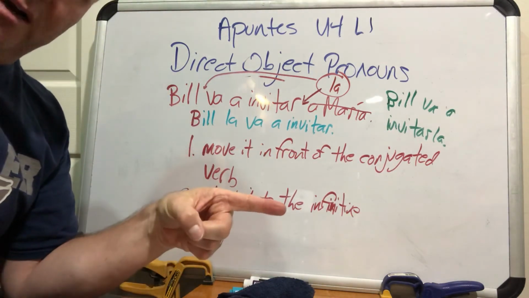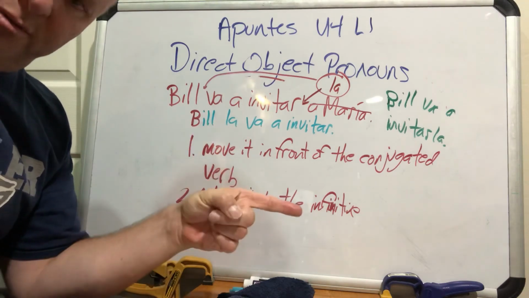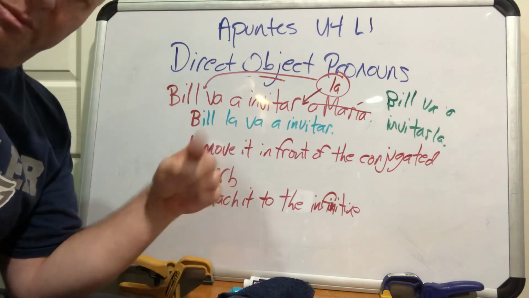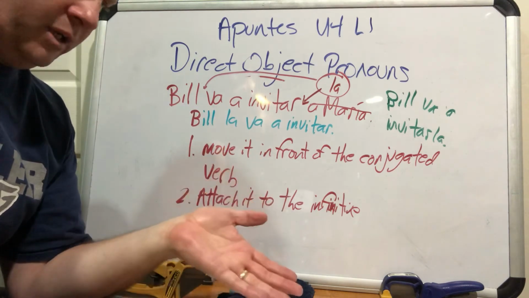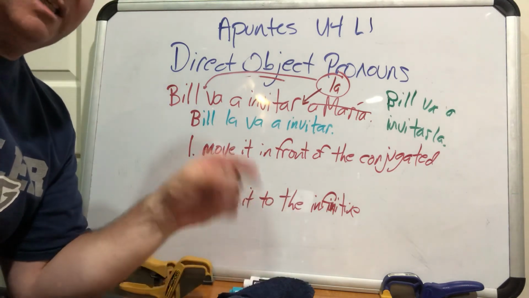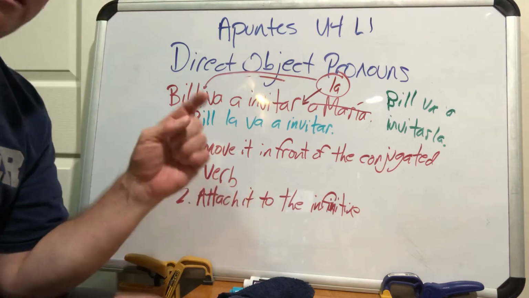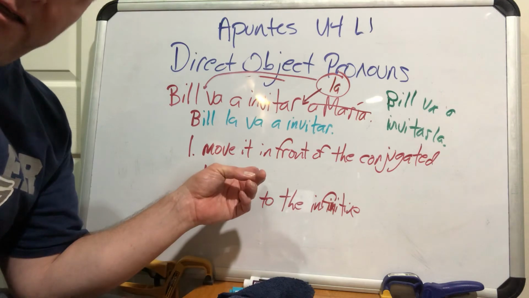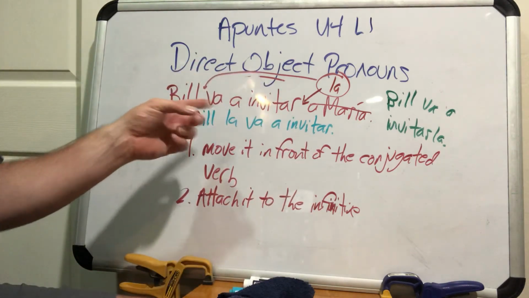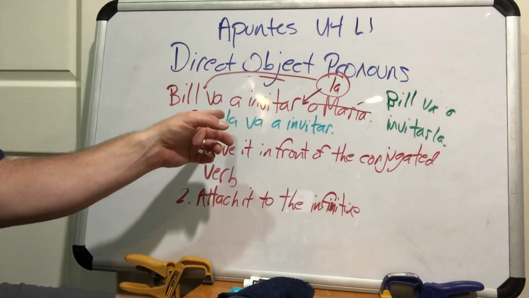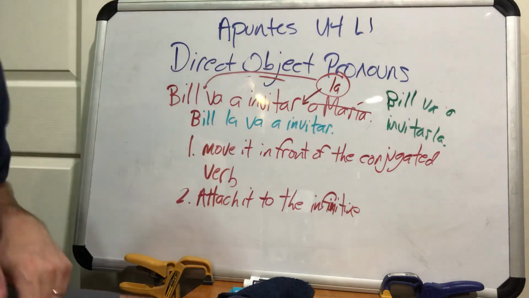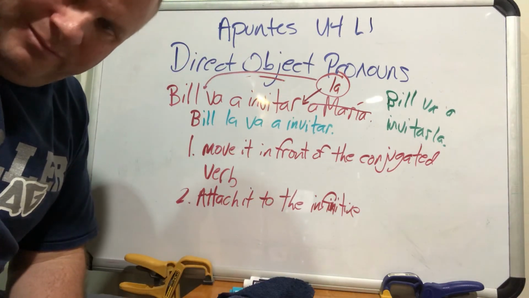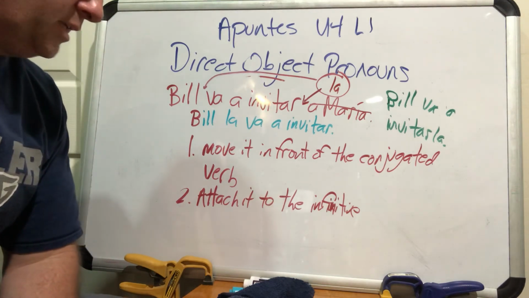So first of all, remember the pronoun's going to take the place of something. So figure out, from the previous sentence, which noun is being replaced. That'll tell you which pronoun you need to use, and then make sure it goes in the right spot. You're going to have to move it, either attach it or move it in front. Most of the time, you're just going to be moving it in front because not all sentences have a conjugated verb and an infinitive. Okay? But it doesn't matter which way you decide to do it.